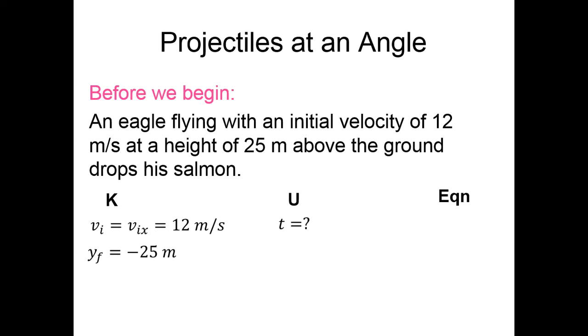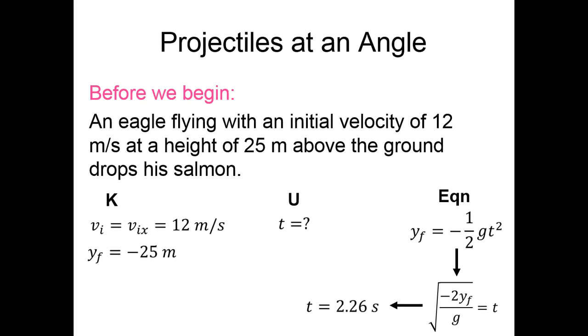Well, our unknown is the time, and the equation that we can use to link the two is going to be this one here. Now, I'm not going to go through the algebra with this particular problem because I did so in the last video. If you have a little problem with the algebra, I would strongly encourage you to go back to that video and watch it again, because I take you step by step on how to solve these algebraic problems. So we want to solve for time here, and what we end up getting is that time is equal to the square root of negative 2y final divided by g. Plugging and chugging your values, you get a time of about 2.26 seconds.